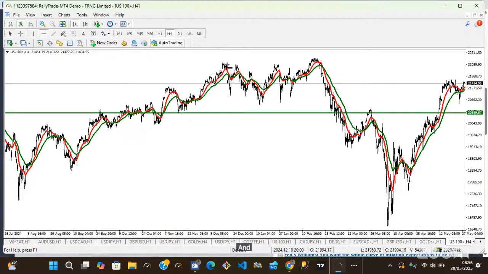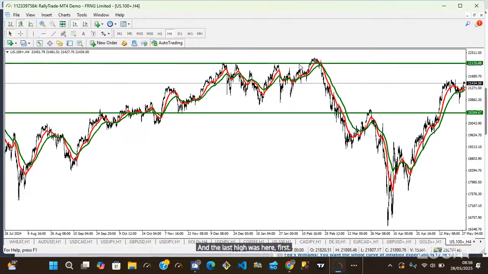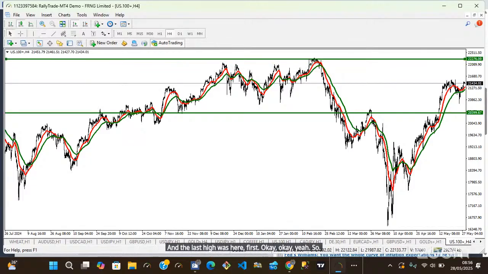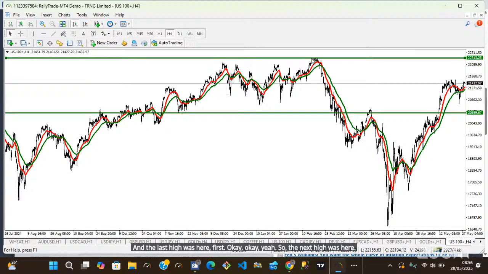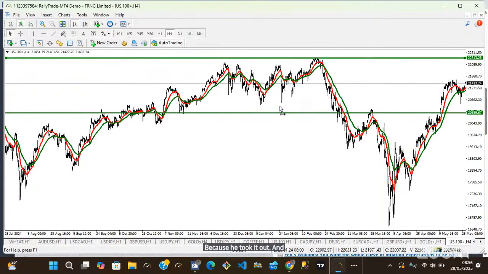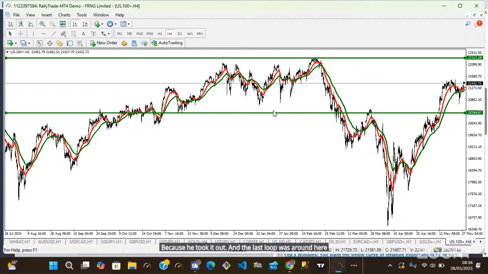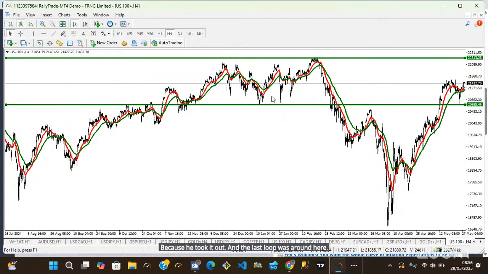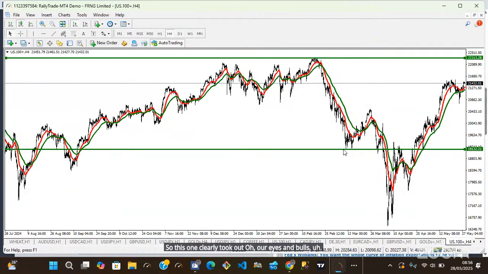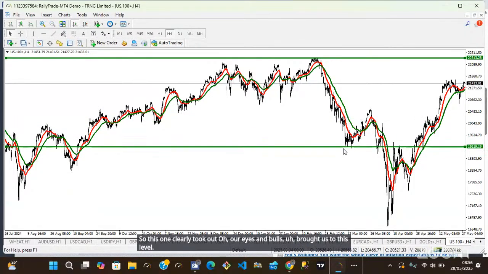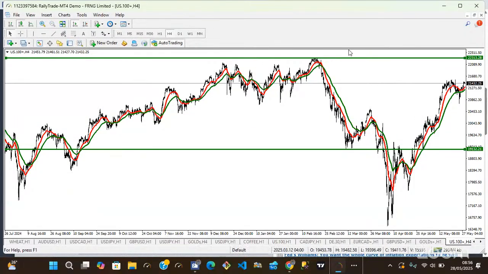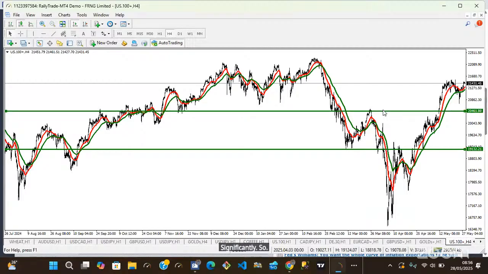and the last high was here first. Okay, so the next high was here, because we took it out. And the last low was around here. So this one clearly took out our highs and lows and brought us to this level significantly. So our high was now here.